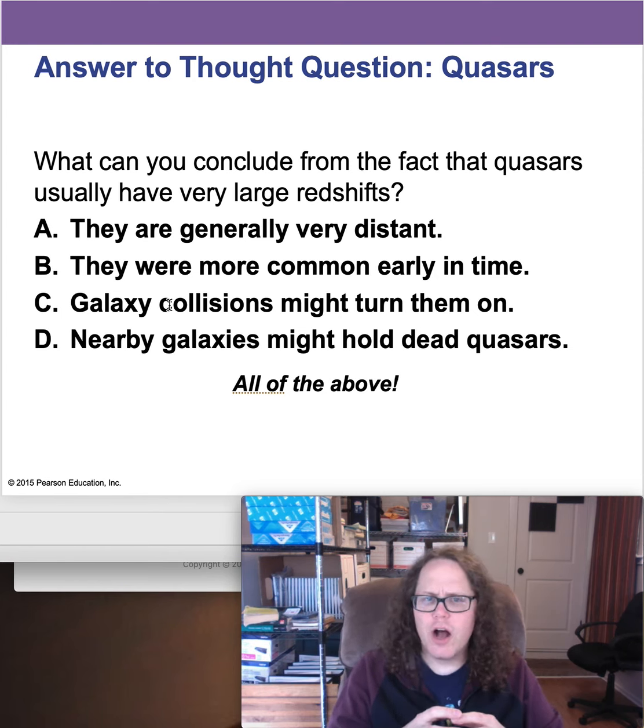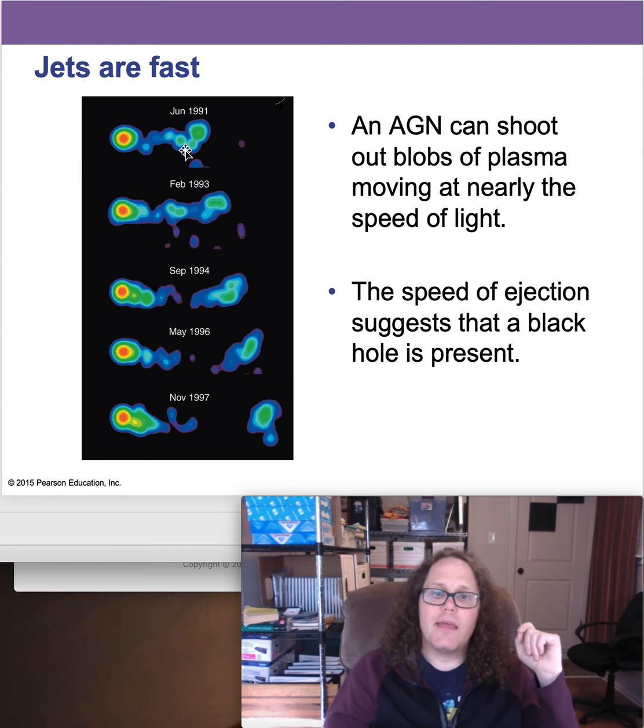But there are a few exceptions. There are a few things that we can see actively happening. Stars exploding, supernova, we can see that. And jets coming off of radio loud quasars. So these are jets. This is data showing radio jets that are emanating from an active galactic nucleus. Here is the jet in 1991. In 1993, it's expanded. '94, expanded further. '97, it has expanded farther still.